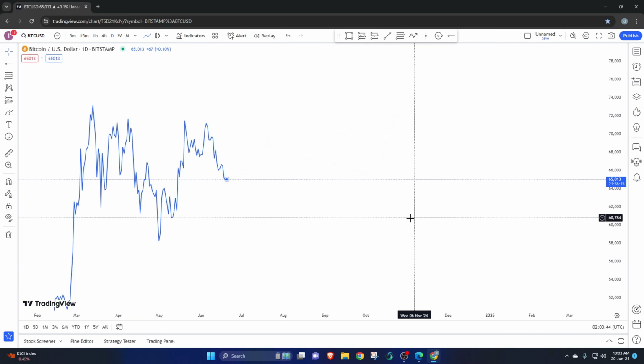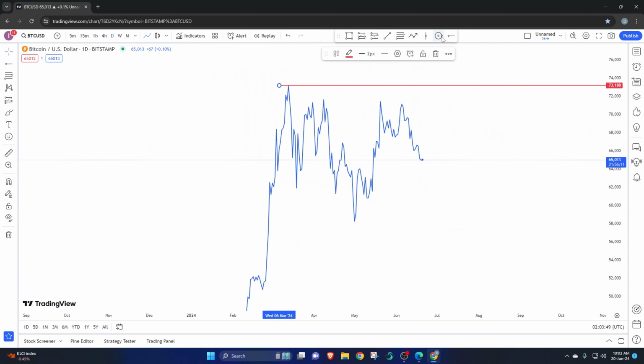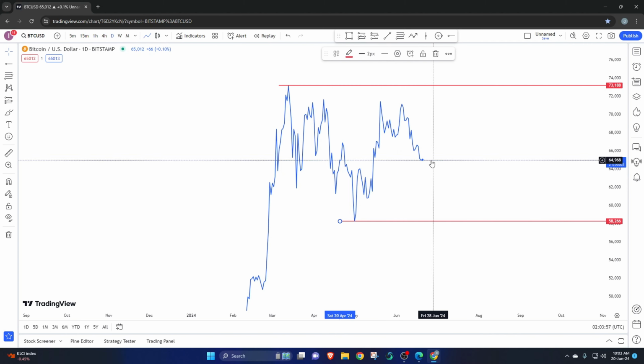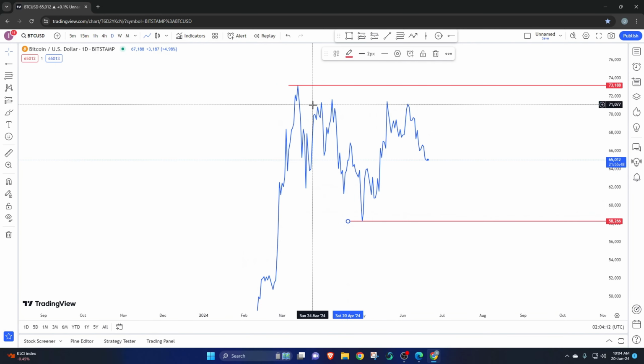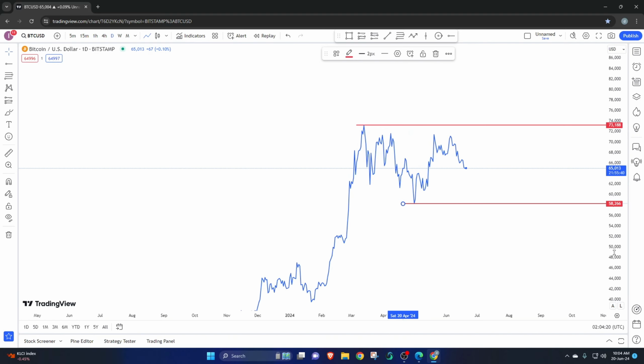Now, before talking about Wyckoff's method, let's look at Bitcoin's price action. As always, we will use a line chart. As you can see, Bitcoin has been ranging between 73,000 and 58,000 for almost 3 months. This happened before the halving, and until today there is no major drop or major pump.